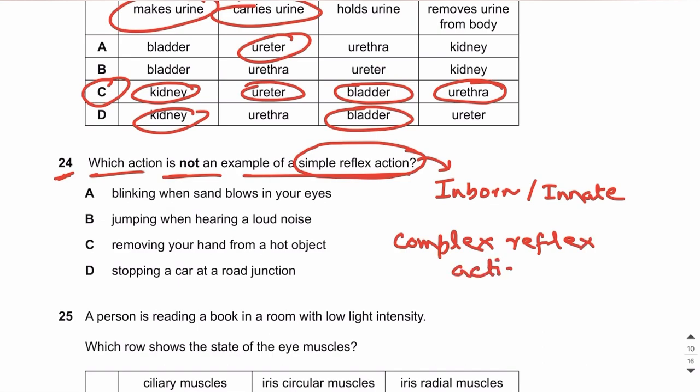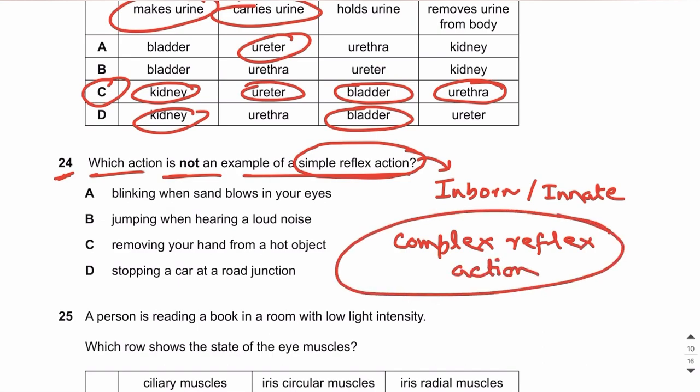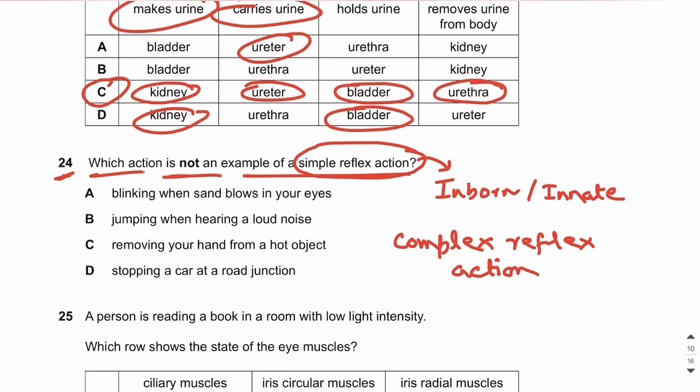So over here, we have to identify a complex reflex action because the question says which action is not an example of a simple reflex action. So blinking when sand blows in your eyes is an inborn reflex, right? This is something that you don't learn. Jumping when hearing a loud noise is inborn. Removing your hand from a hot object is an inborn reflex.